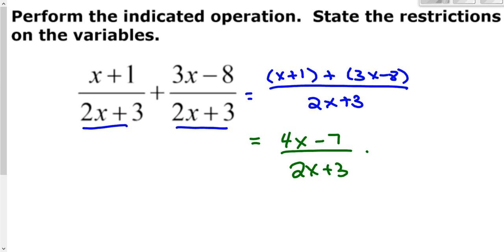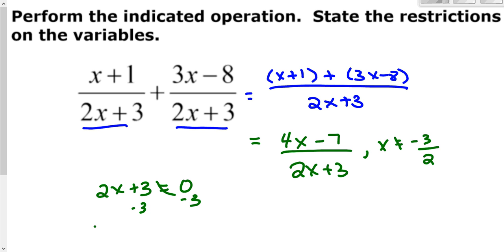Don't forget your restrictions. X can't equal negative 3 halves. Now, once again, I'm getting that from setting that denominator equal to 0, or not equal to 0, and then solving for x. So that's where that negative 3 halves came from.